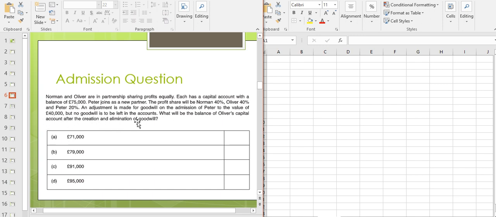Okay, what we need to do is deal with goodwill within capital accounts, because that's where it is dealt with, and you have a goodwill account. So let's have a look at what we need to do.